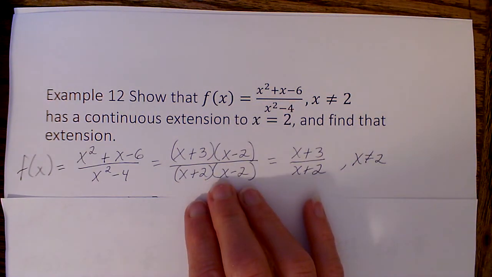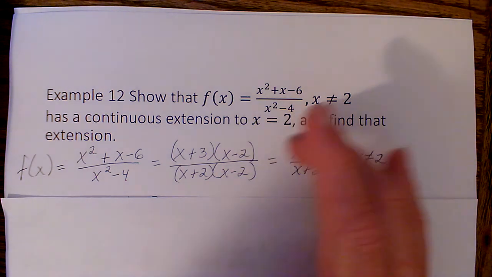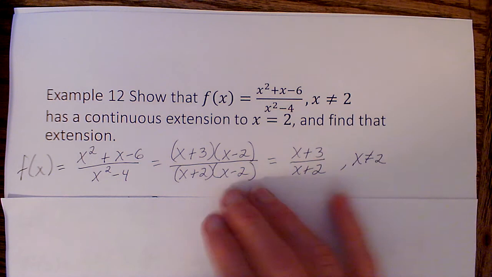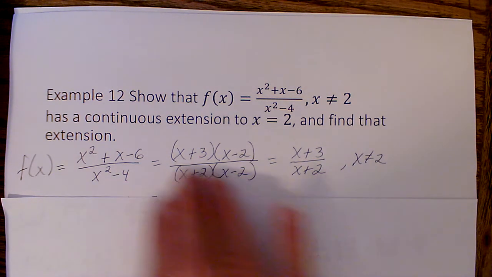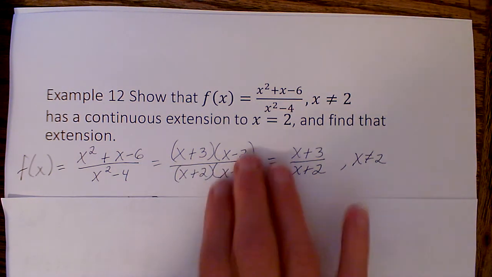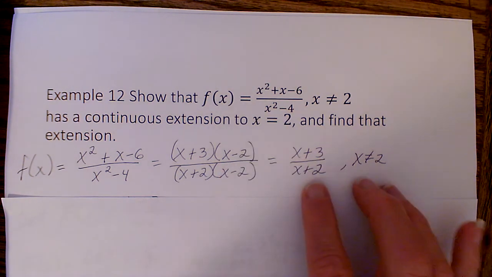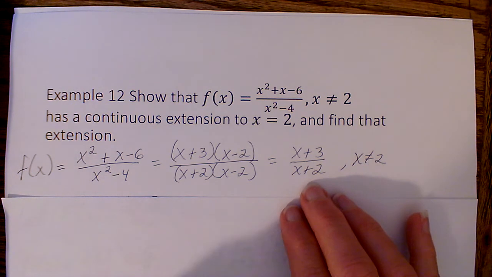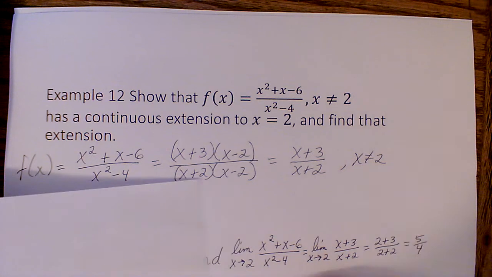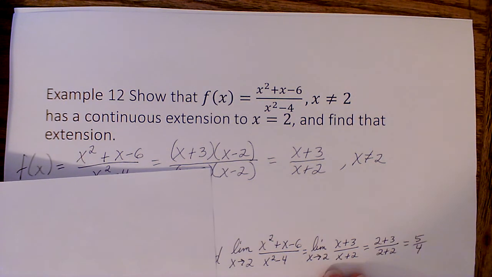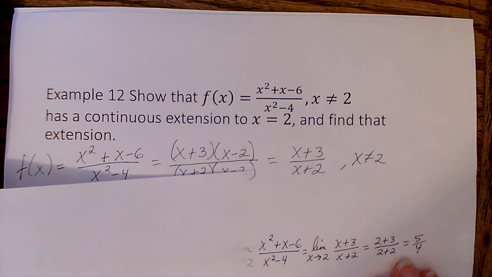It's not going to have a limit if that's a vertical asymptote. It will have a limit if x equals 2 is just a hole and not a vertical asymptote. And so when we factor those, we find that x minus 2 is a factor in the numerator and the denominator, so it cancels. So we're left with x plus 3 over x plus 2, and so we find that we would have a limit there. And to find the limit, we would simply plug in the value of 2 into this function, and that would give us 5 over 4.